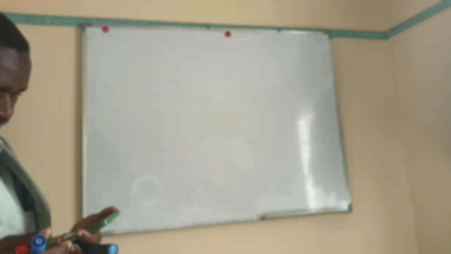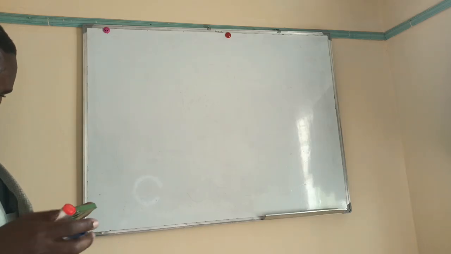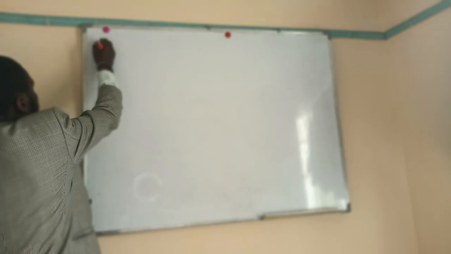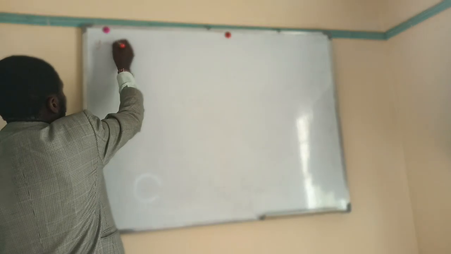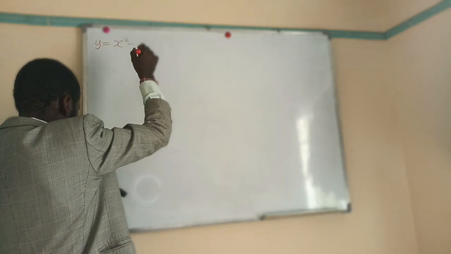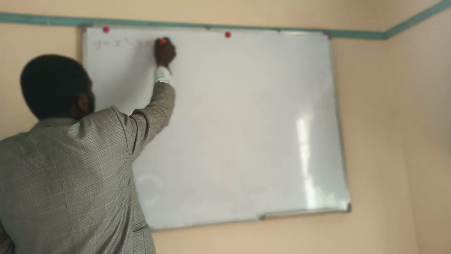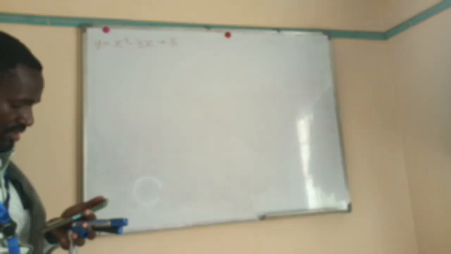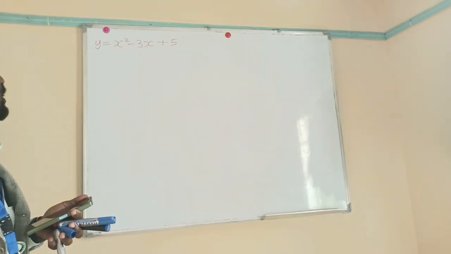And the first question reads: the equation of a curve is given as y is equal to x squared less 3x plus 5. This is the equation of a curve, and from the way it looks, this must be a quadratic equation that has x raised to the power 2.